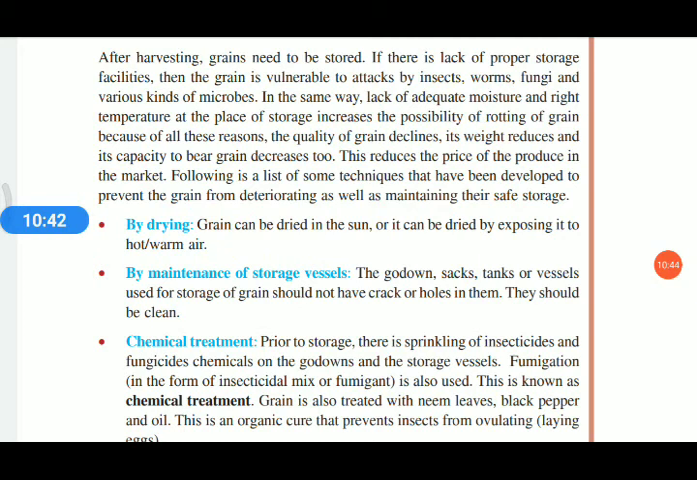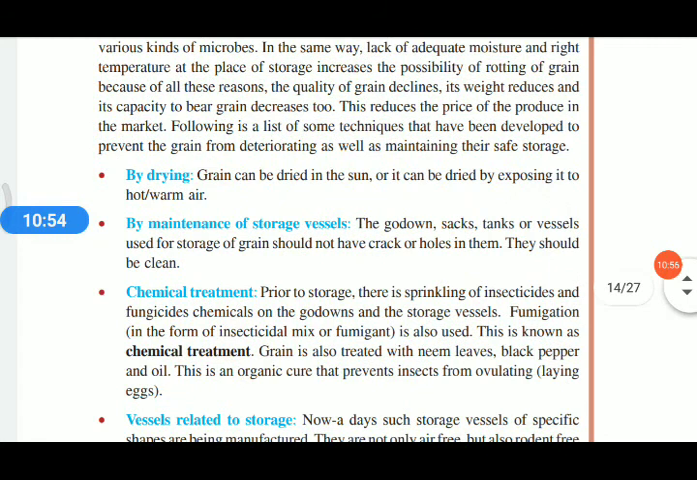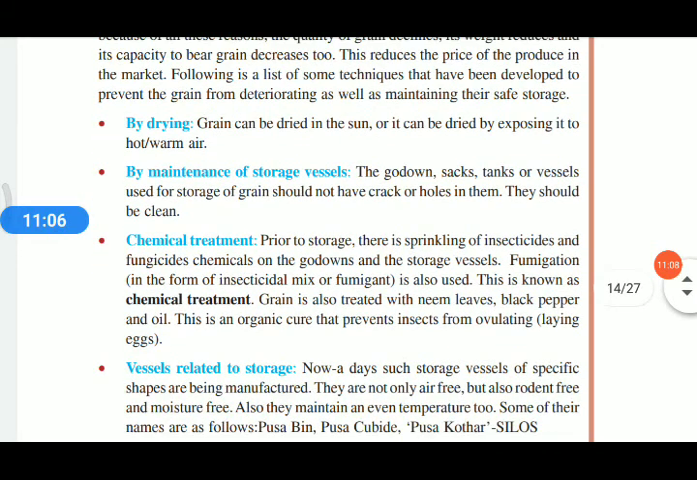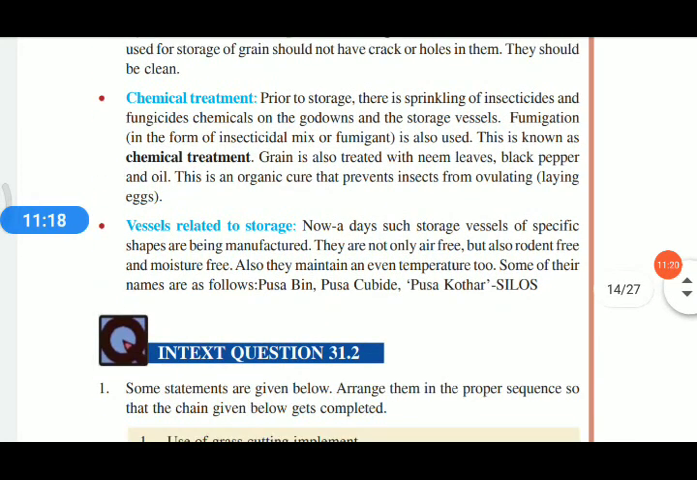properly. The first one is drying. We can use sunlight to dry our seed and protect it. Next, maintenance of storage vessels: godowns, sacks, tanks or vessels used for storing grains should not have cracks or holes in them. Chemical treatment: prior to storage, insecticides and fungicides are sprinkled on godowns and storage vessels. There are many different types of storage vessels available in the market.